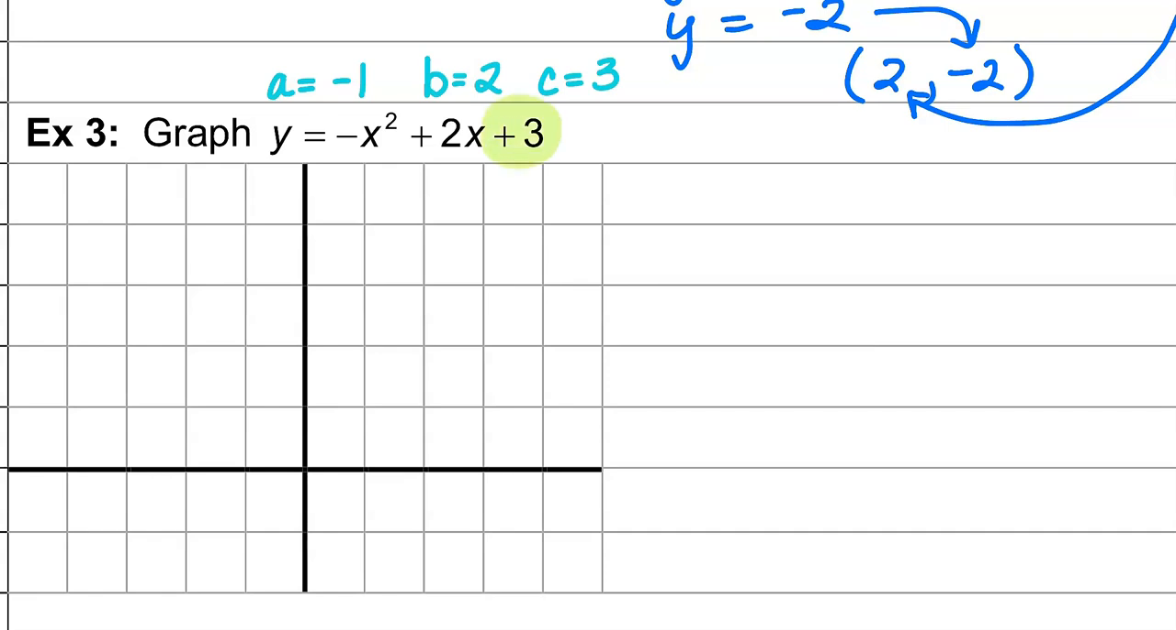Three. So 3 is the y-intercept, by the way. That's one of the first things we find. It's the easiest. So I know it's going to cross at 3 here.